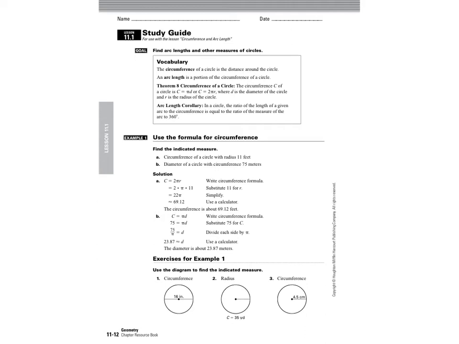Okay, so on Friday, tomorrow, is your beginning of chapter 11 test. It's going to cover lessons 11.1, 11.2, and 11.3. From 11.1, you need to know the circumference formula. The formula to find the circumference is either pi times diameter or 2 times pi times radius, or just double the radius and then put pi.